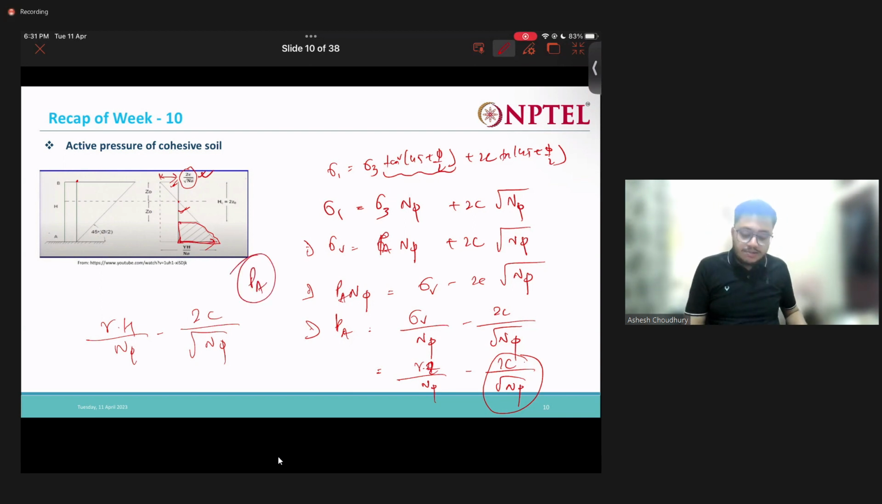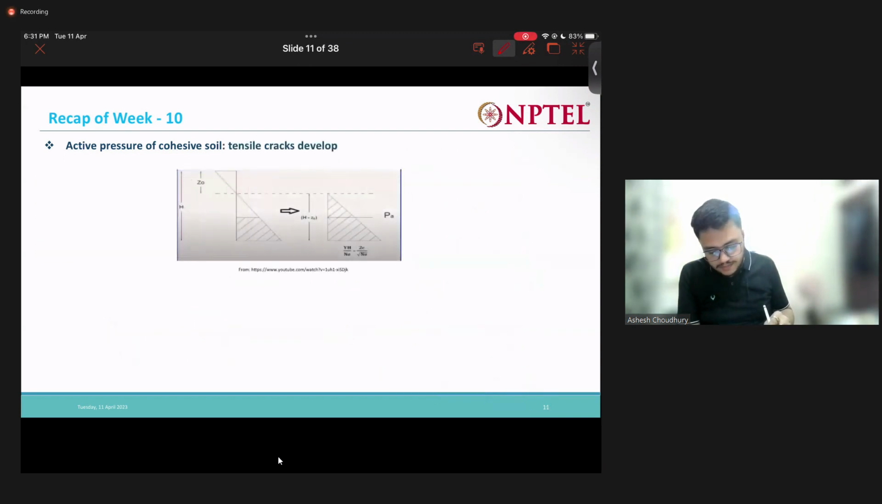Okay, now this is the case when tension cracks do not develop. There are two conditions: tension cracks develop and tension cracks do not develop. So if cracks develop, say this is the wall, due to that tensile stress the soil will separate from here in this region. These are known as tension cracks.